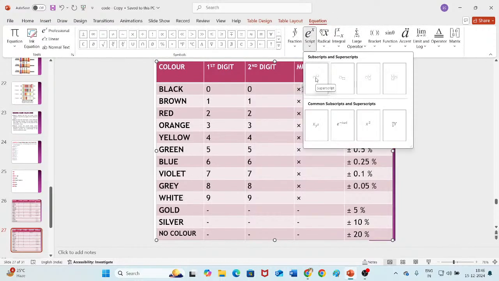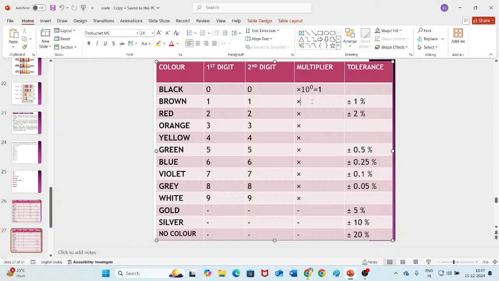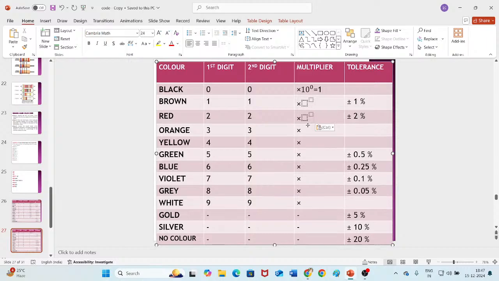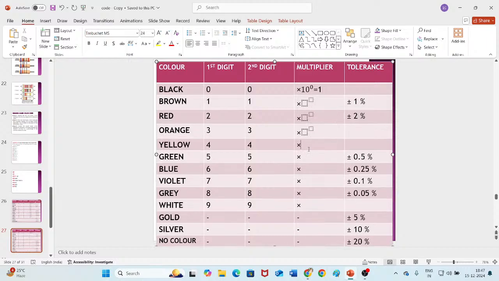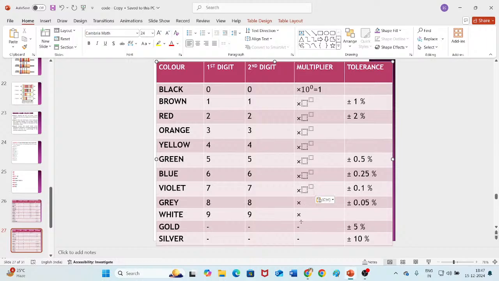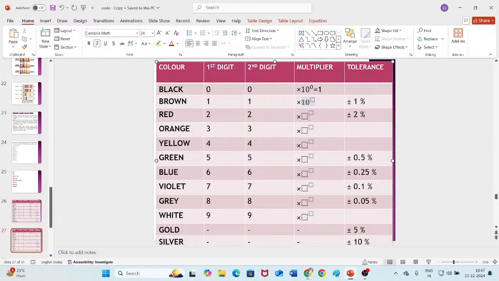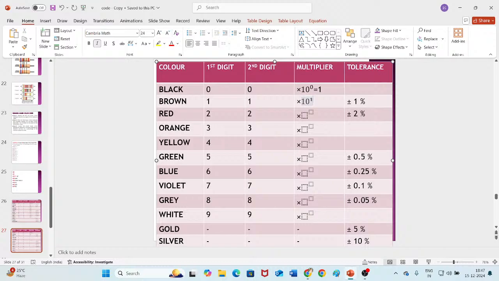Similarly, I'm going to take another equation here. So this is multiplier value 10. 10 to the power of 1 for brown. 10 to the power of 1 means, what is the value? 10 to the power of 1 means 10.